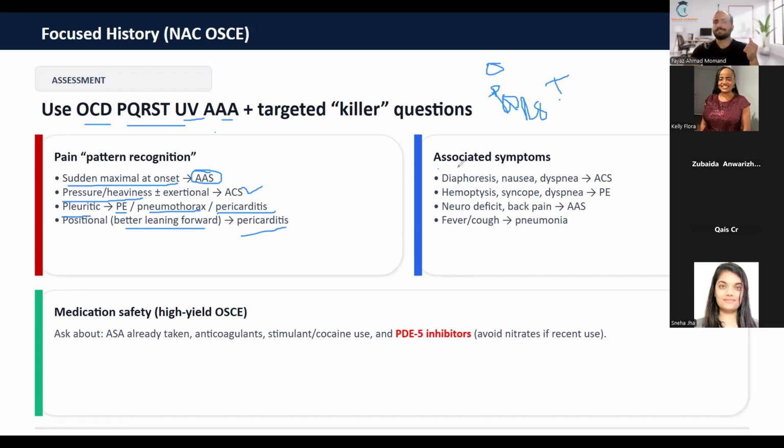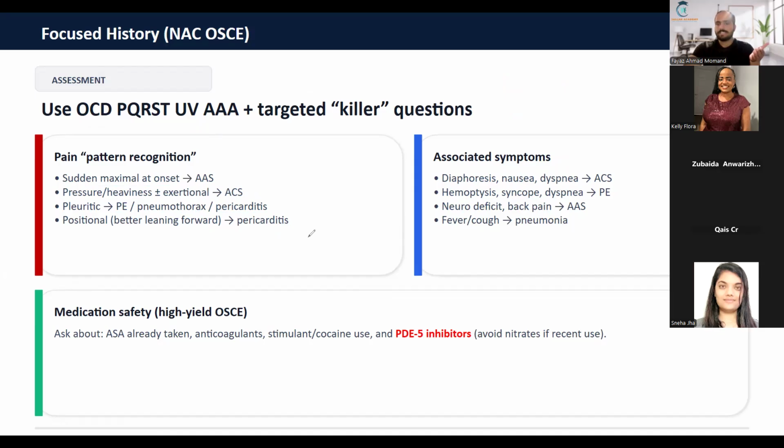Some associated symptoms. Now, in acute coronary syndrome, the patient will be sweating, they will have nausea, they may feel short of breath. In pulmonary embolism, the patient may faint, they may have dyspnea, they may have hemoptysis. Hemoptysis is a late finding of pulmonary embolism. In acute aortic syndromes, back pain or pain relating to the back, neurodeficits and differences in pulse or blood pressure of both arms would be present. If the patient has fever or cough with the chest pain, think of pneumonias as the likely cause.